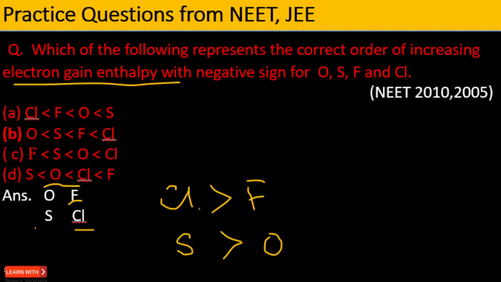So which would be the correct order? That means we find that oxygen would be having the least electron gain enthalpy, then sulfur, then fluorine, and then chlorine would be having the highest electron gain enthalpy. So B would be the correct choice in this case.